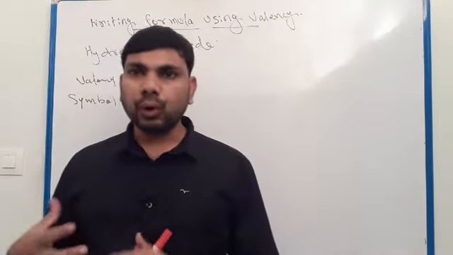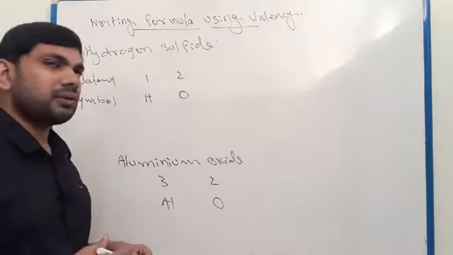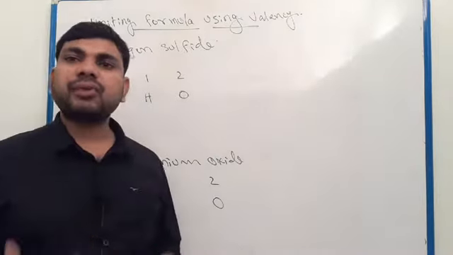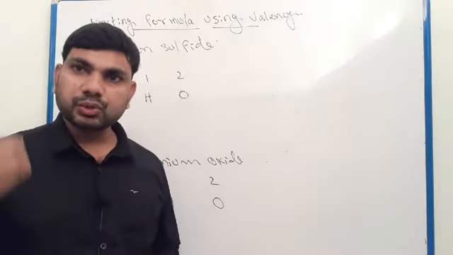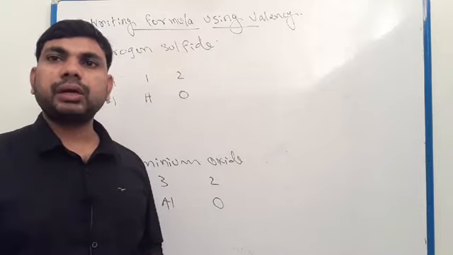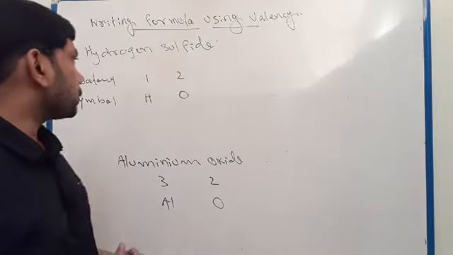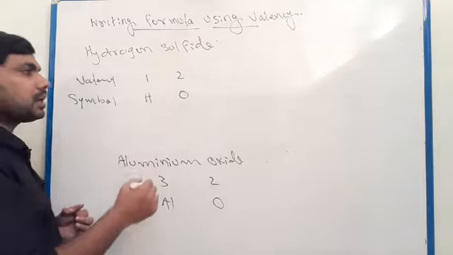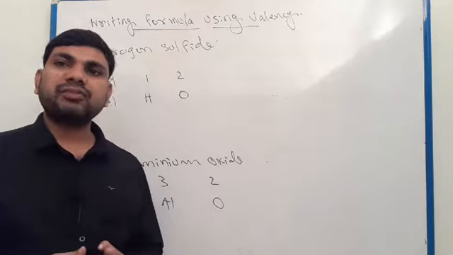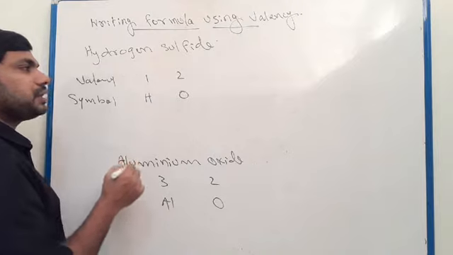How to make formula from valency? Let us see different examples. First one, hydrogen sulfide. Using the periodic table we can find the valency of hydrogen. It is group 1, valency 1. Oxygen, sulfur, selenium, tellurium, these are group 6 elements. So valency of hydrogen is 1 and valency of sulfur is 2. I told you, using the periodic table you can find the valency. So using valency and the symbols of the elements you can make its formula.